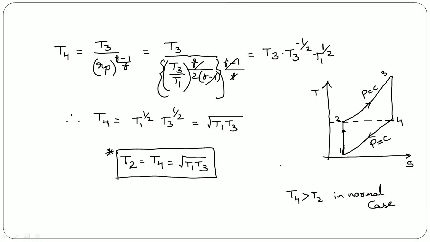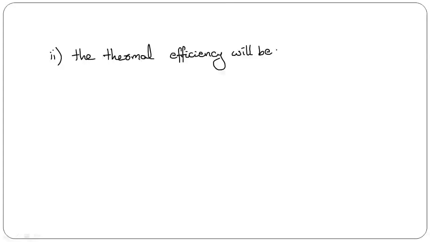Now let us go for the next point. The thermal efficiency will be, so thermal efficiency is 1 minus 1 by Rp to the power gamma minus 1 by gamma.